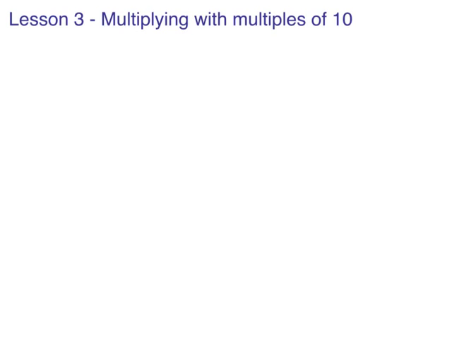Welcome to Lesson 3, Multiplying with Multiples of 10. Multiples of 10 are numbers that you can get to when you skip count by 10. So let's try skip counting by 10 to 100. 10, 20, 30, 40, 50, 60, 70, 80, 90, 100. And the multiples go on forever and ever.